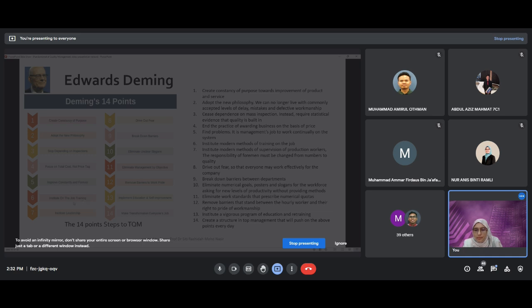Okay, and job training is also important for staff. Leadership, since quality is top-down management, so the top management must be quality-minded, like what I have mentioned earlier. Drive out fear, so that everyone may work effectively for the company without fear of producing a defective product.